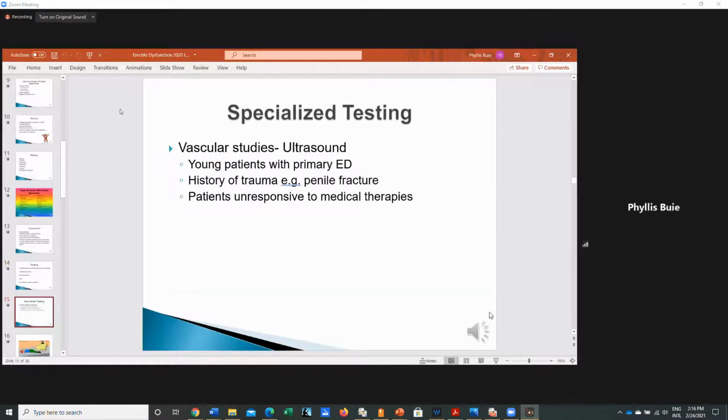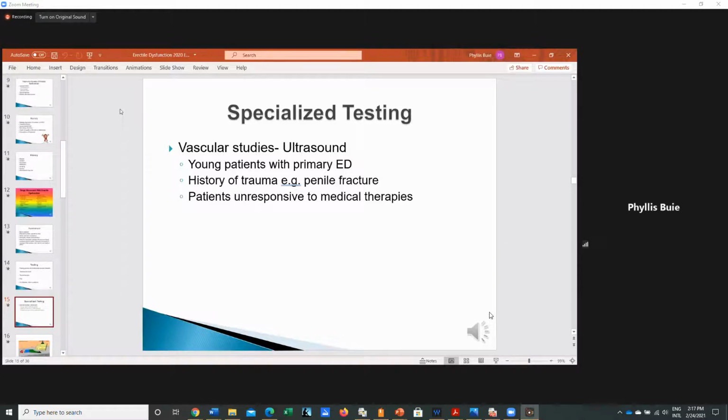So what type of specialized testing can we do for these patients? Well, there's a couple of vascular studies that we can do. The main one is the ultrasound, or a duplex Doppler is also another procedure that is used. And it assesses the blood flow to the penis. How well is it being supplied with the blood and the nutrients that it needs? And remember, blood carries oxygen and nutrients. So if that area is not getting the blood and the nutrients and oxygen that it needs, then it's not going to be able to perform adequately.